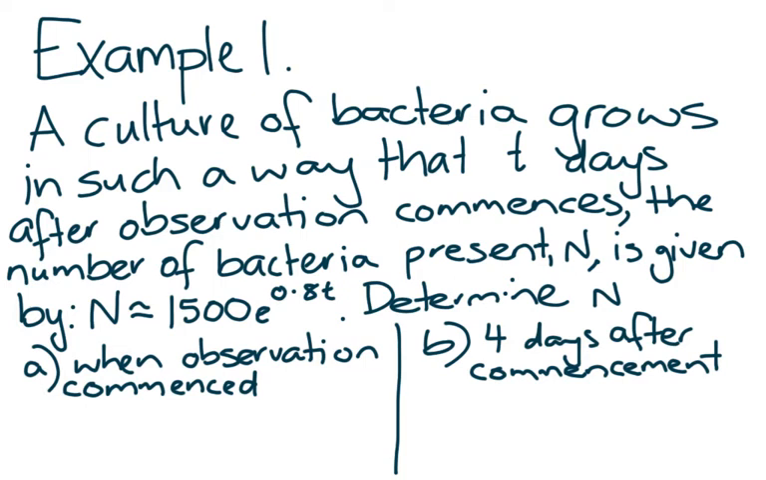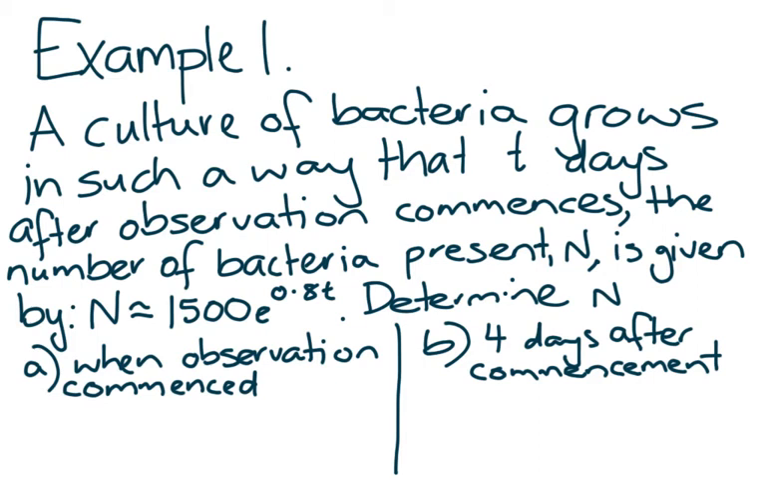It says a culture of bacteria grows in such a way that t days after observation commences, the number of bacteria present, which is given by n, is roughly equal to 1,500 e to the power of 0.8t. Determine n when observation commenced.